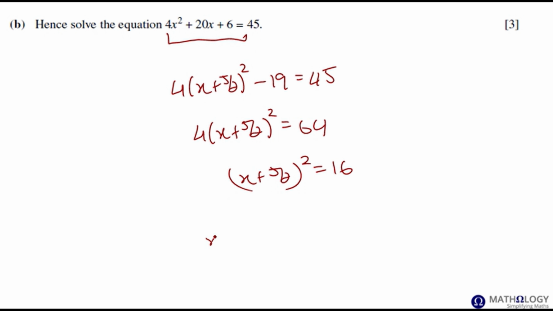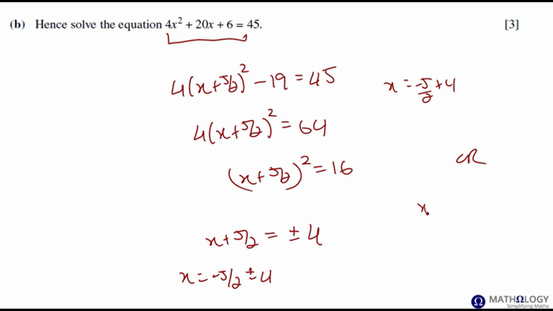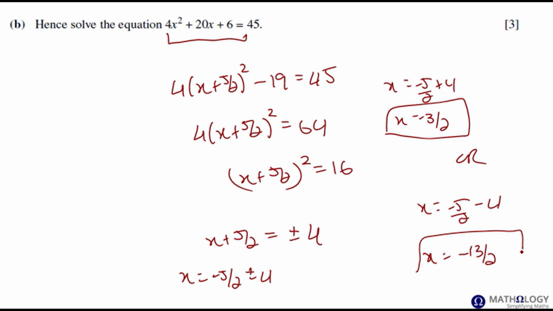You can now square root both sides. X plus 5 over 2 is plus or minus the square root of 16, which is 4. X equals minus 5 over 2 plus or minus 4. X is minus 5 over 2 plus 4, or x is minus 5 over 2 minus 4. So x equals minus 5 plus 8, over 2, which is 3 over 2, or x equals minus 5 minus 8, which is minus 13 over 2. So x equals 3 over 2 or minus 13 over 2.